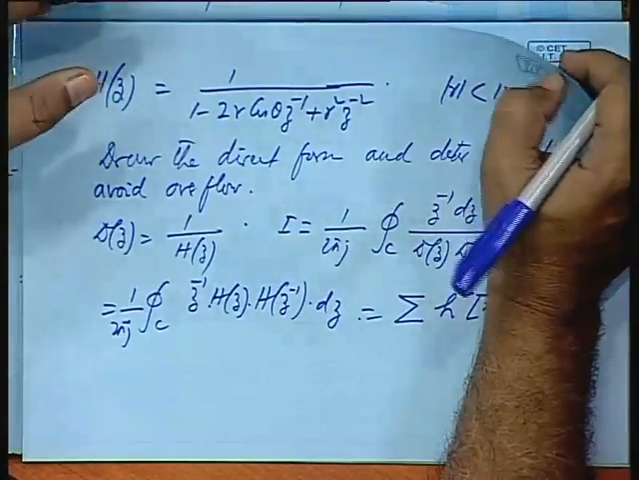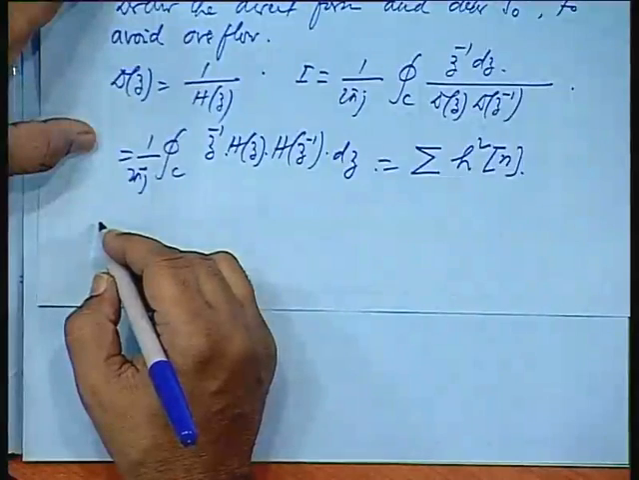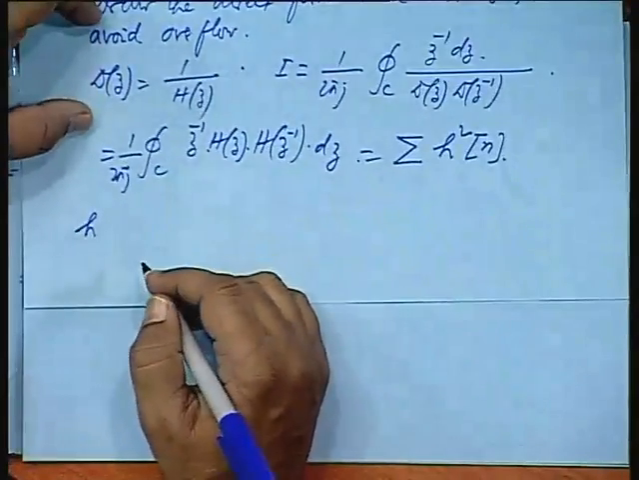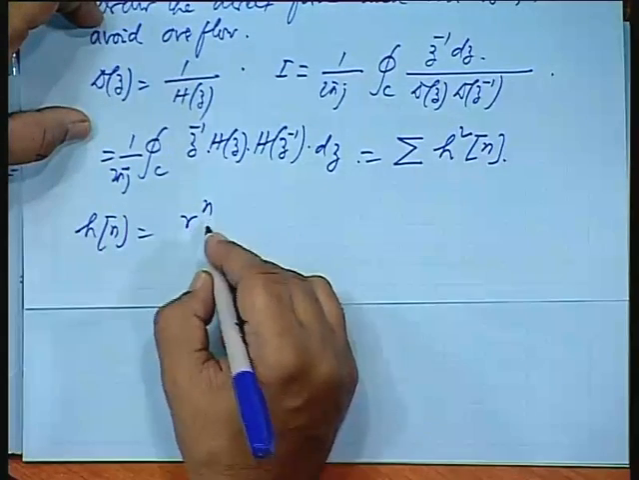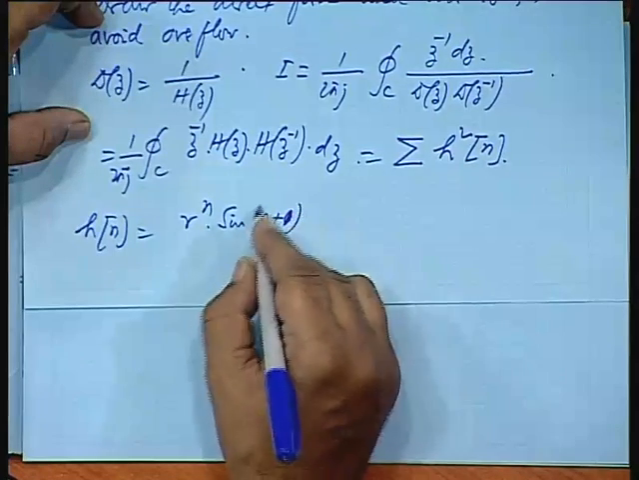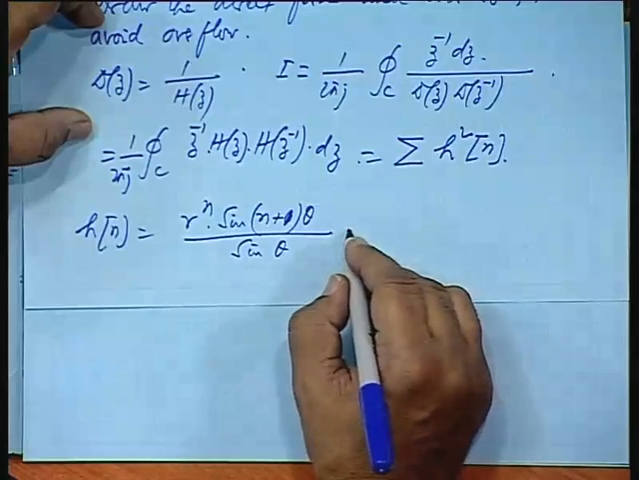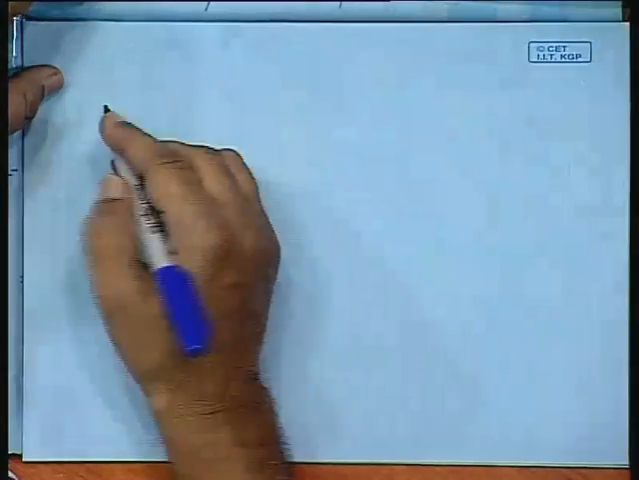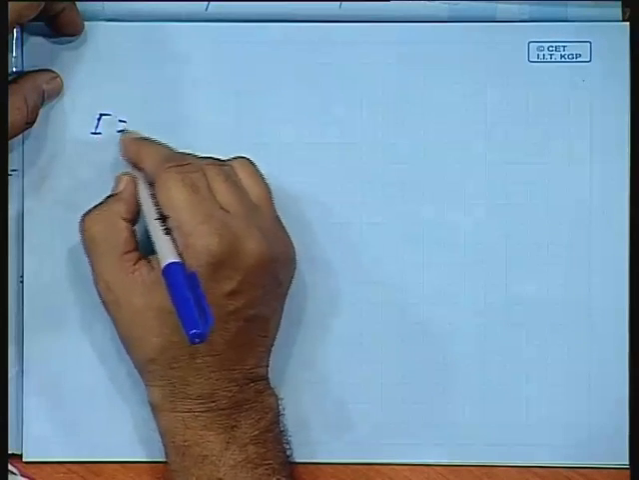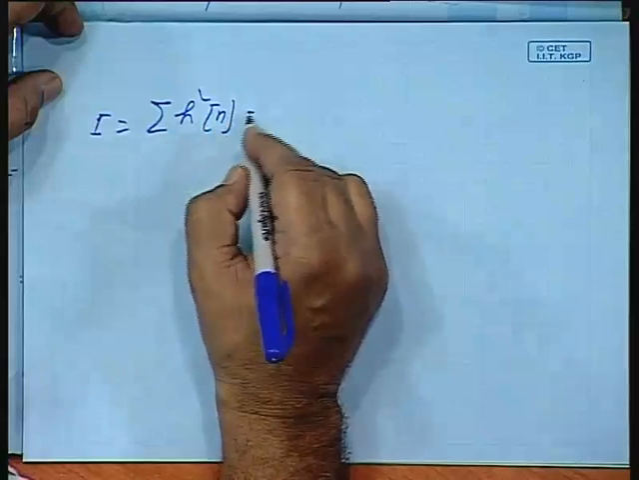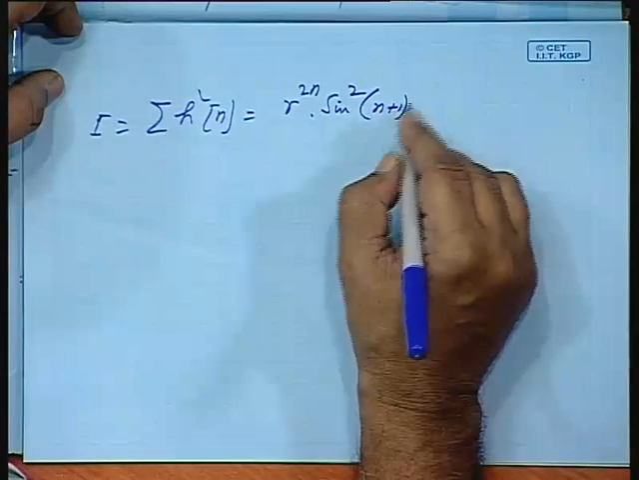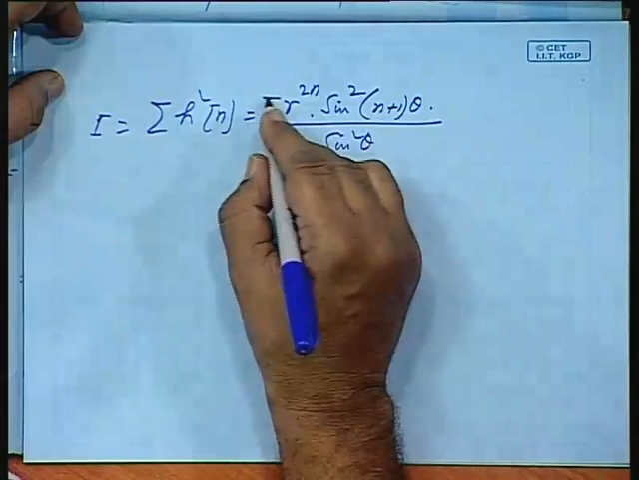This we have done somewhere earlier, no? So, what was Hn? Yesterday I gave you a problem. Hn corresponding to this function, you just check up, r to the power n sin of n plus 1 theta by sin theta, into un. So, substitute here square of this. So, that is I, which is equal to sigma h square n, equal to r to the power 2n sin squared n plus 1 theta divided by sin squared theta summated over n.